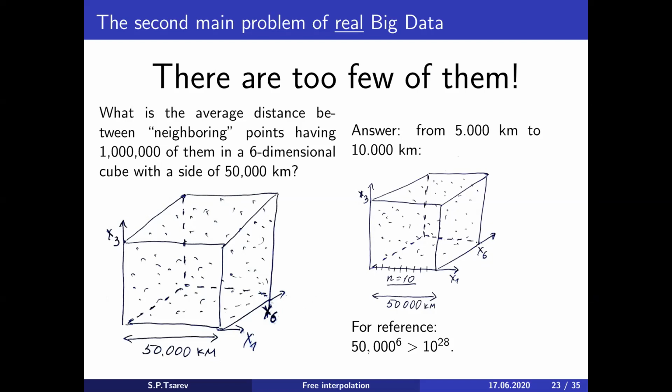But for reference, ladies and gentlemen, unfortunately, we need too many points even to reduce such a distance from 5,000 kilometers to the neighboring point to 1 kilometer. Suppose we put 1 point per 1 kilometer distance. How many points is that? 50,000 to the power 6, well, 10 to the power 28. Too bad. So in fact, that's the second problem of big data and machine learning. Despite the fact that we have a lot of data, there is too little of it.